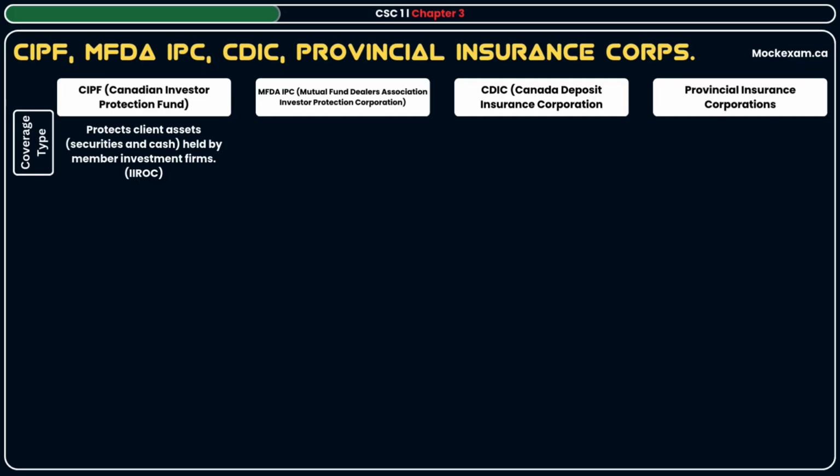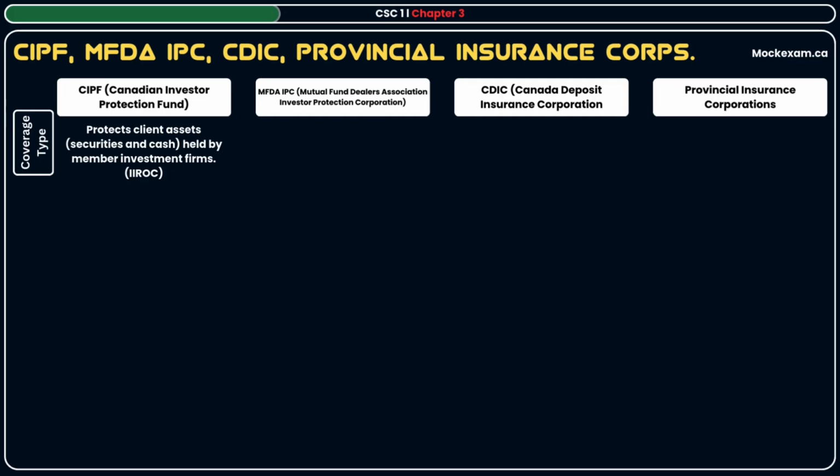For example, you have an investment account with investment dealer A. Okay. If that investment dealer is regulated by IIROC, and if that investment dealer becomes insolvent, your money is safe. CIPF will give your money back, will pay you back. It is insured by CIPF because that investment dealer is part of IIROC.